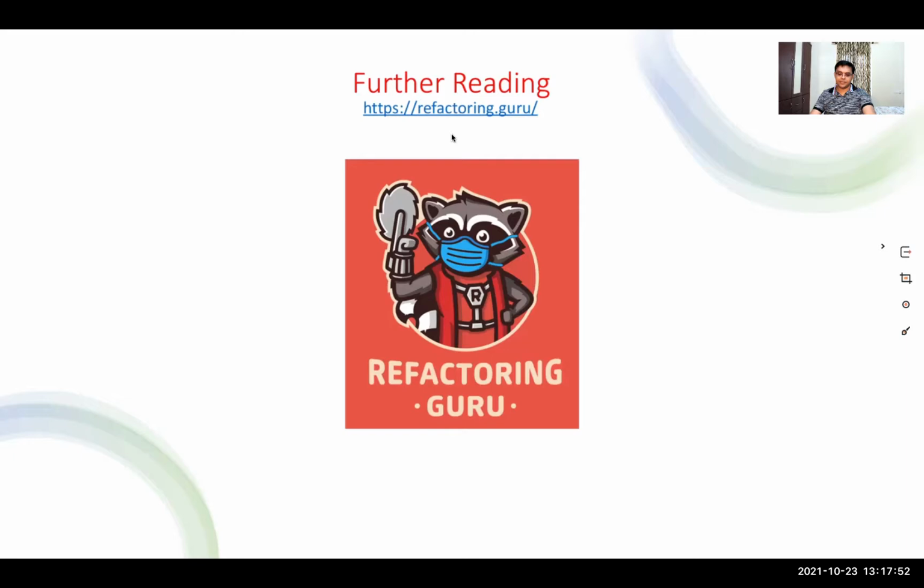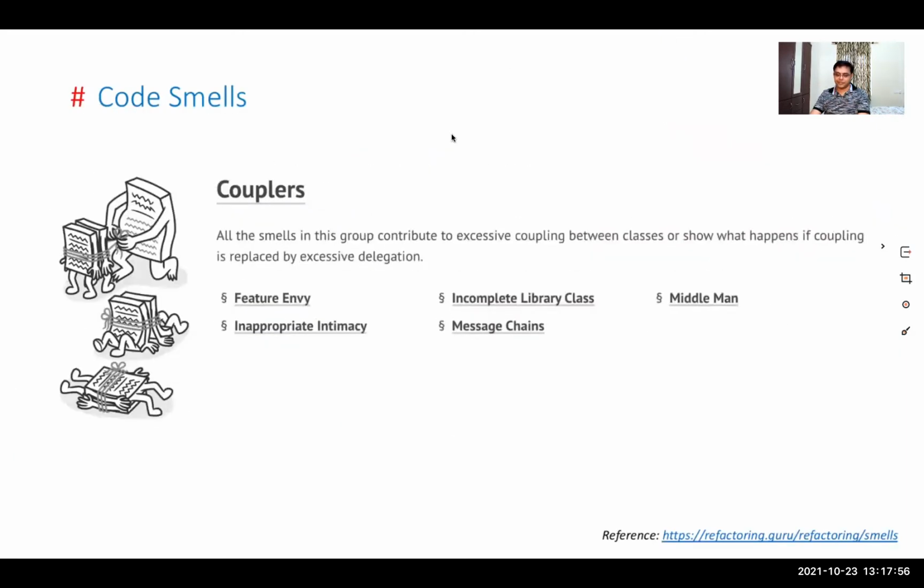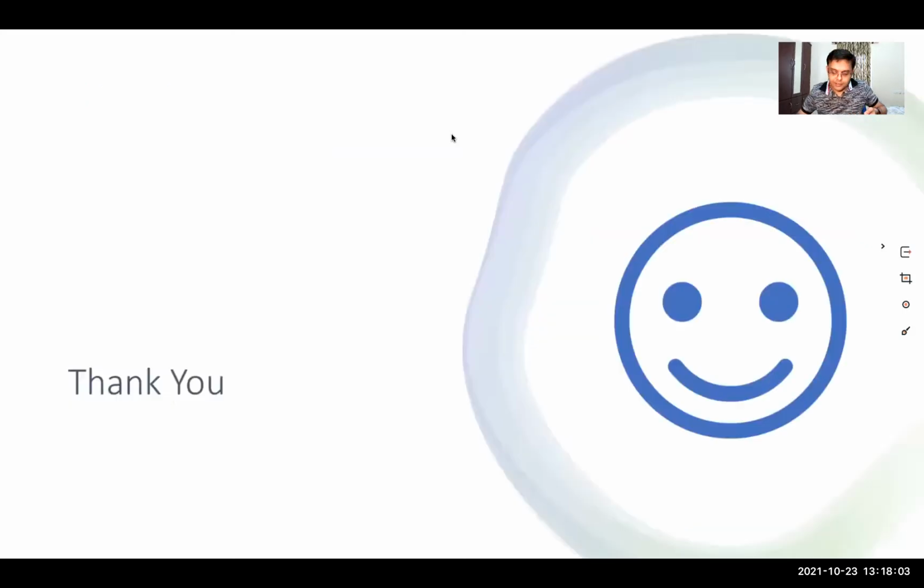One particular thing: a lot of code smells are explained here, though I have not gone through all of them in much detail. So these are the basic things of clean coding and related topics. Any questions from your side?